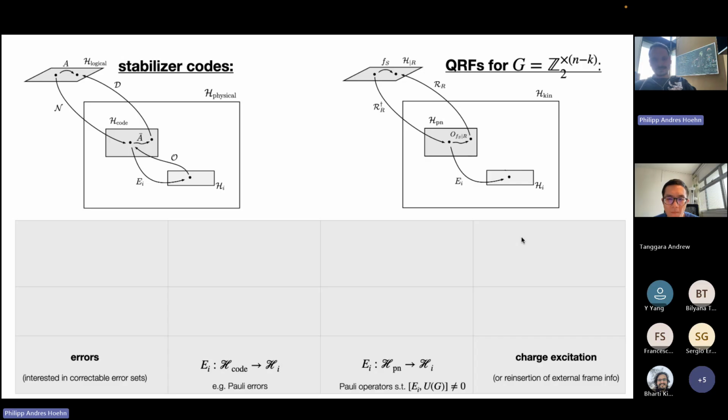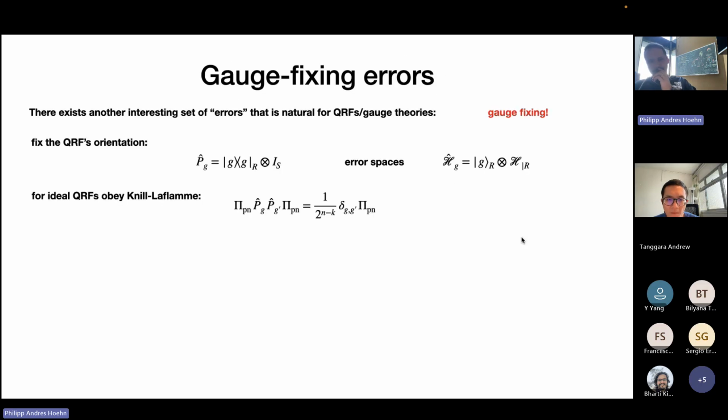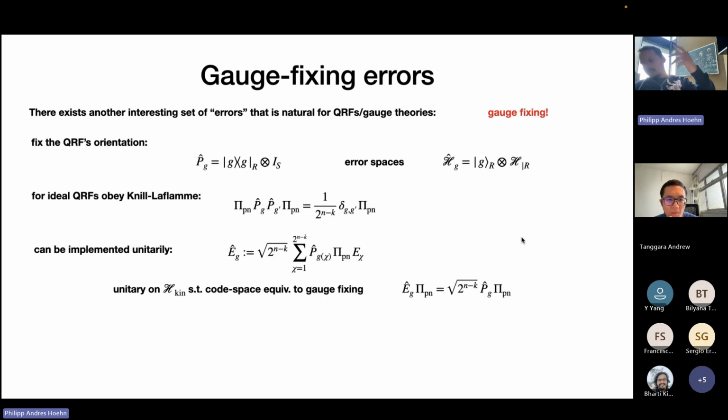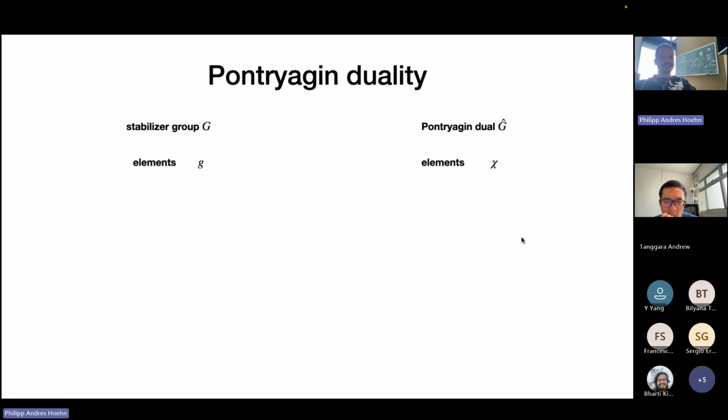Just in a nutshell, it's basically using quantum reference frames. You can define a new class of errors that you can interpret as gauge fixing errors. They're not errors in gauge fixing, but they implement a gauge fixing, and the gauge fixing itself acts like an error that takes us out of the gauge invariant Hilbert space, so it takes us out of the code space. And these gauge fixing errors satisfy Knill-Laflamme and so on, and so there exist recovery operations and so on.